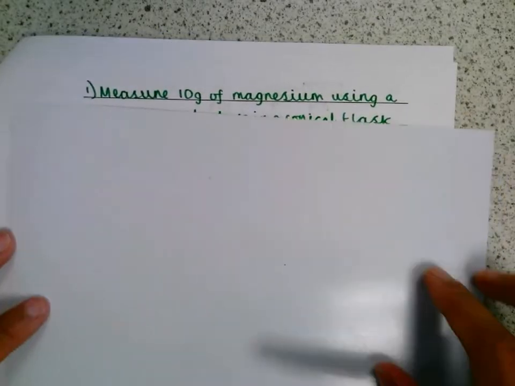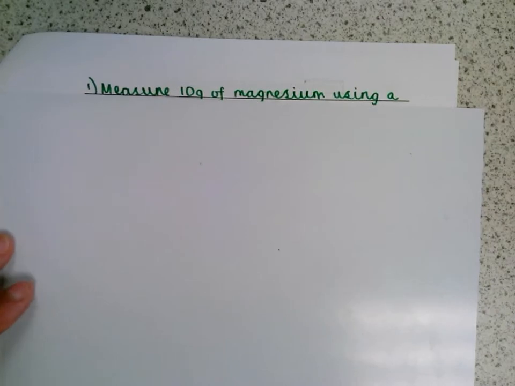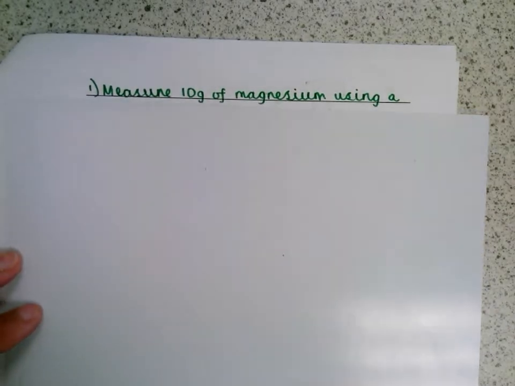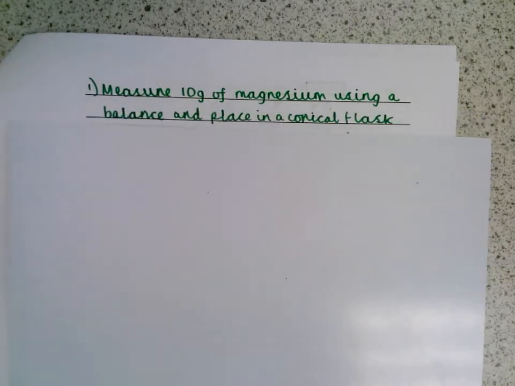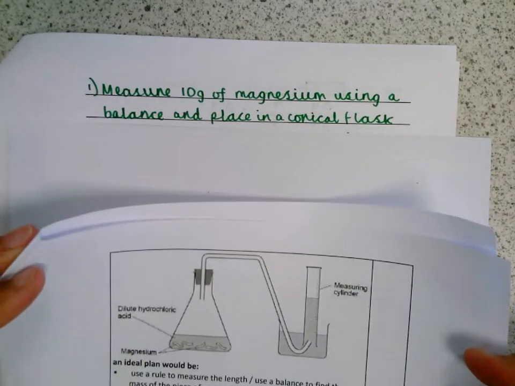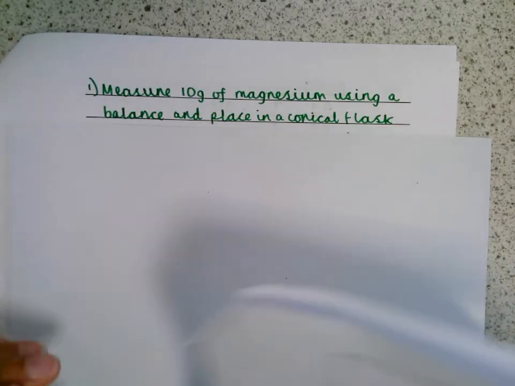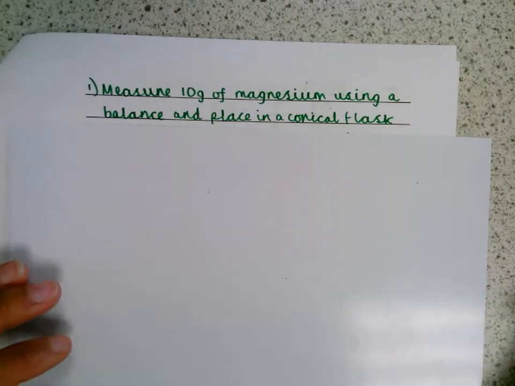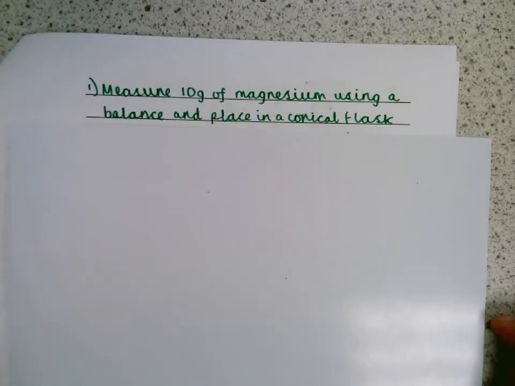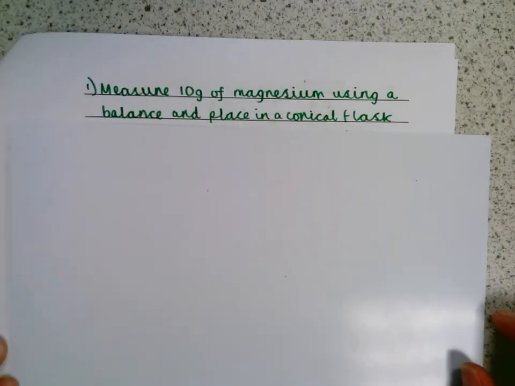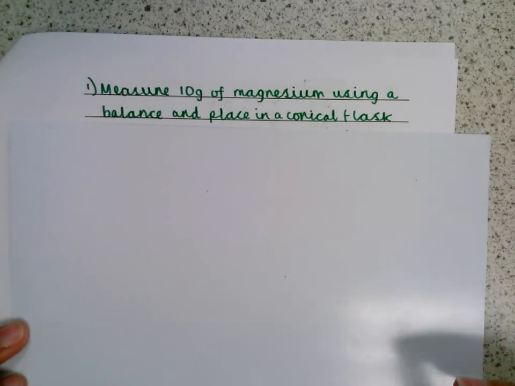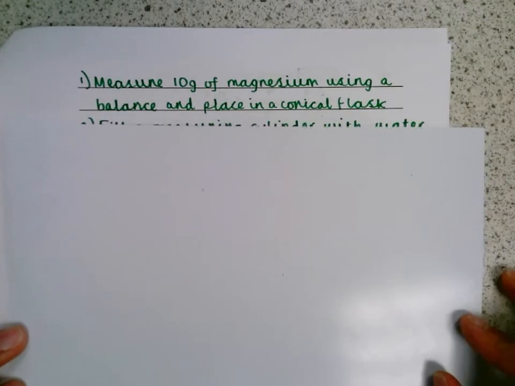So here is my explanation. I might refer to that image again to help you understand. Measure 10 grams of magnesium using a balance and place in a conical flask. Now, with regards to that, you could have said just measure the magnesium. I would have accepted place magnesium in a conical flask, but if that's the case, you won't get into the level 3 because you're not thinking about trying to control the mass of magnesium.